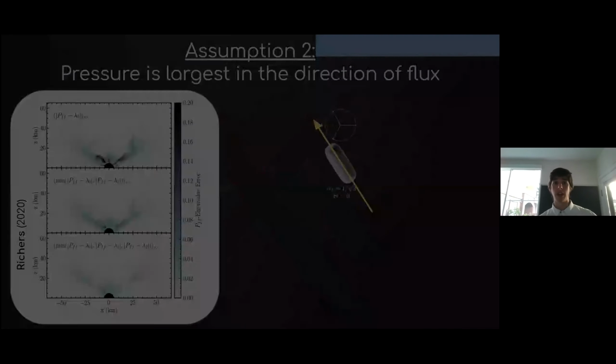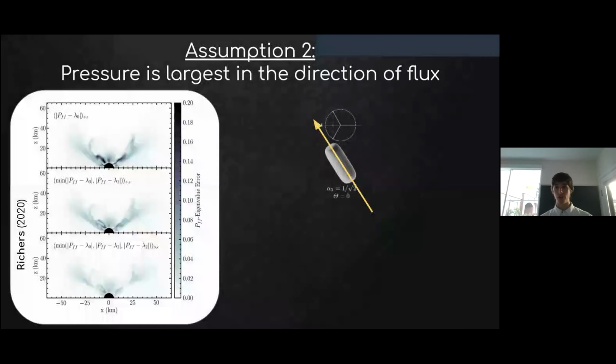The second assumption is that the pressure is largest in the direction of flux. You can visualize the pressure tensor at any location with something like a spheroid, where the size of the sphere in any direction indicates the pressure in that direction. So in this case, there's a large pressure in the direction of this arrow and a smaller pressure in the other directions. I'll talk about oblateness and prolateness later.